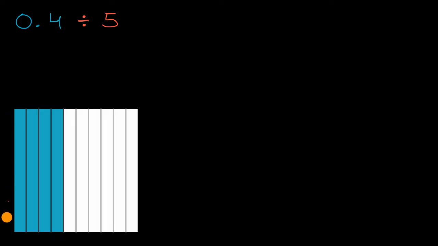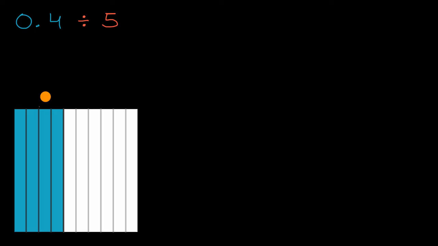So if you view this entire square as a whole, you see that we've divided it into 10 equal columns or 10 equal sections, and 4 of those tenths are shaded in. So what you see here in blue is 4/10. But how do we divide that into 5 and make sense of it?